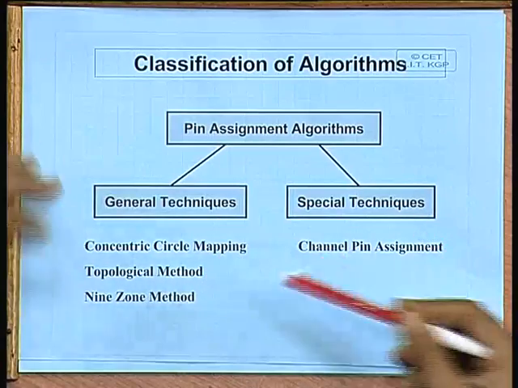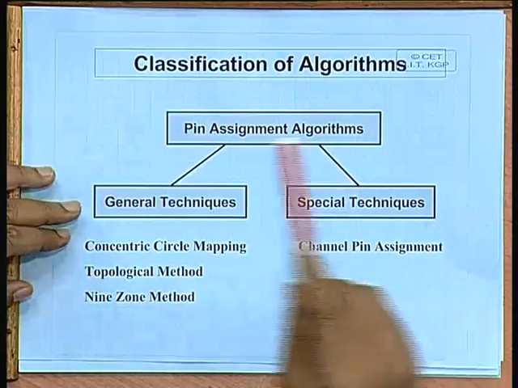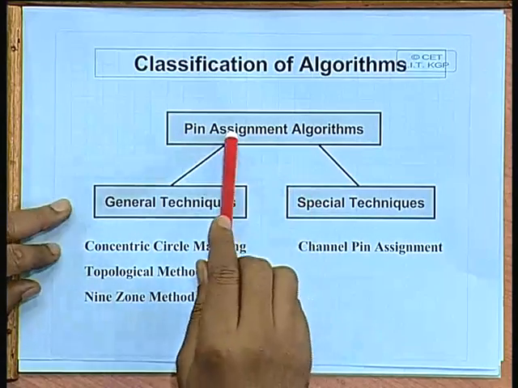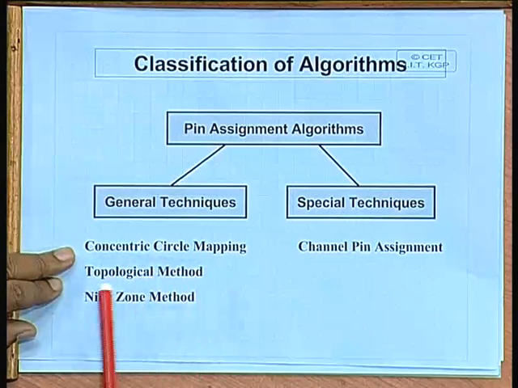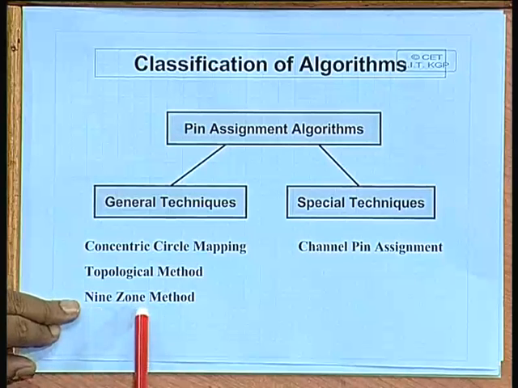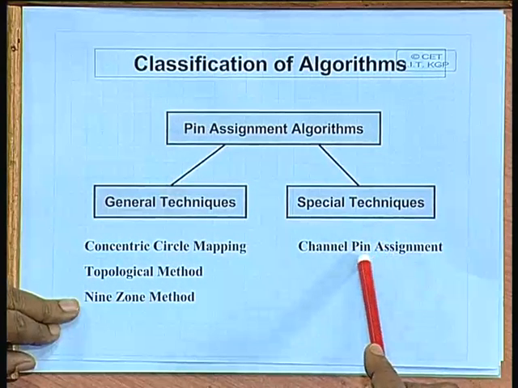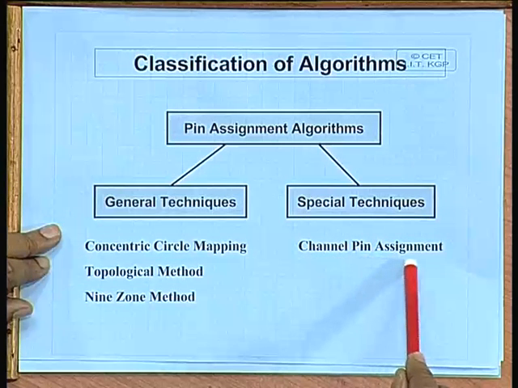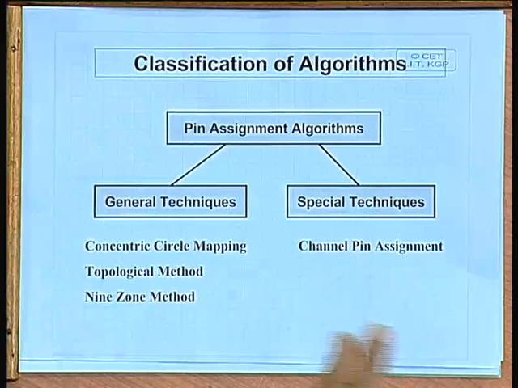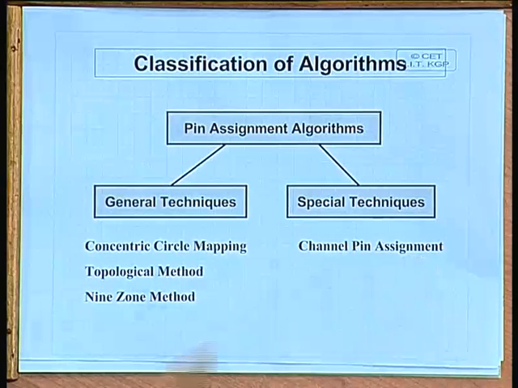Okay, so here I will not go into the details of this algorithm, so I will give you an idea what these algorithms are all about, how do they work roughly. Broadly speaking, the generalized pin assignment problem can be solved in several techniques. Some of these methods are concentric circle mapping, topological and 9 zone method. But for very specific sub problem, particularly in case of standard cell based design, you can have something called channel pin assignment, where you have the concept of routing channel and you are doing pin assignment with respect to a particular routing channel. Okay. Fine. Let us try to see these methods.